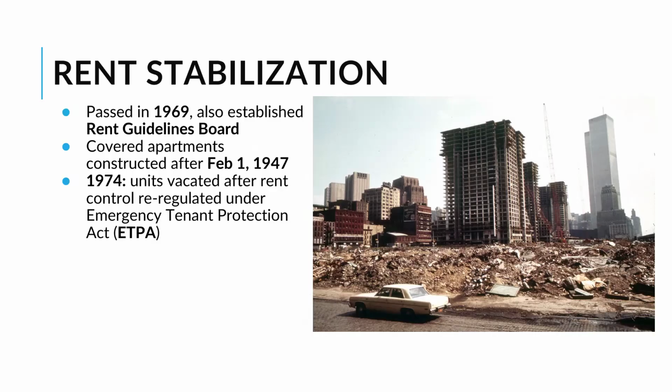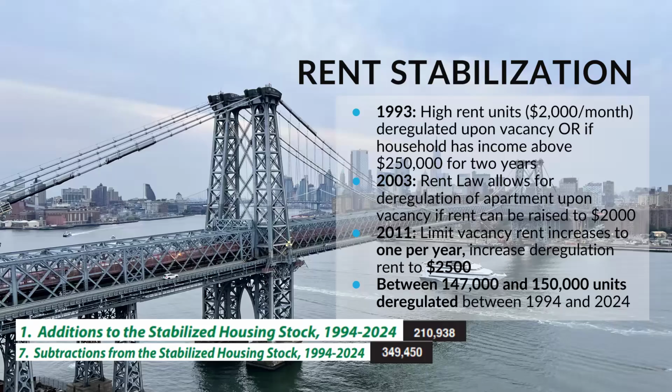So in 1969, rent stabilization was passed, and this also establishes the Rent Guidelines Board. And then in 1974, the 1971 units that were formerly rent controlled and then decontrolled are actually re-stabilized under the Emergency Tenant Protection Act. And then we'll jump ahead a little bit.